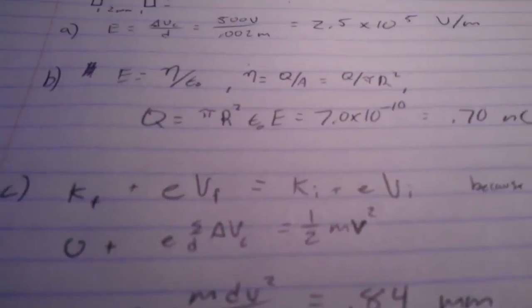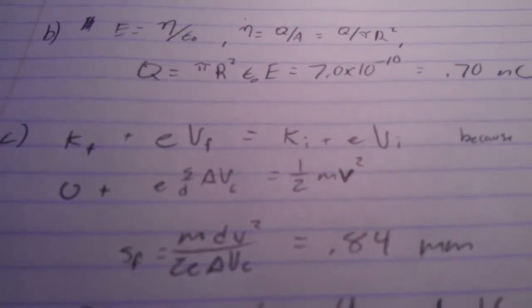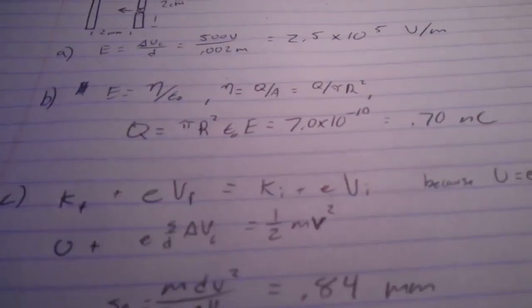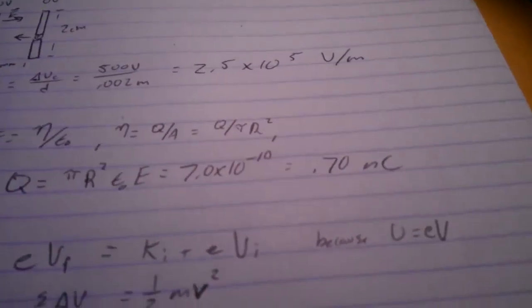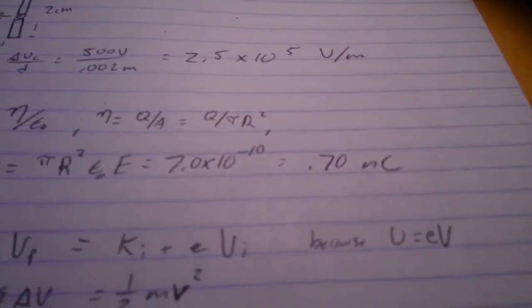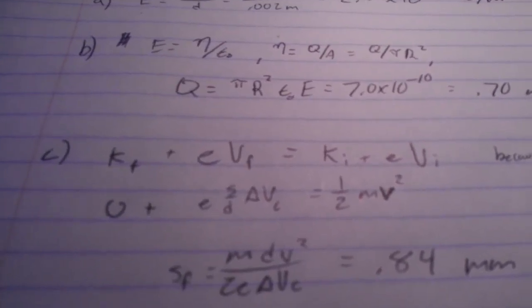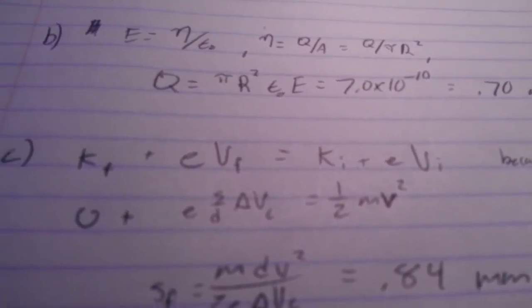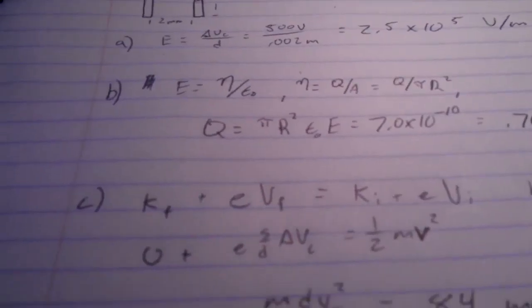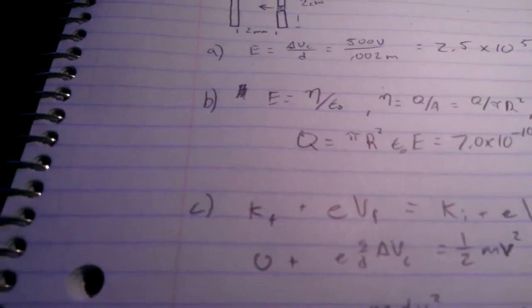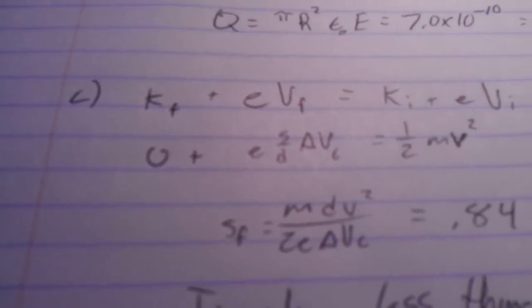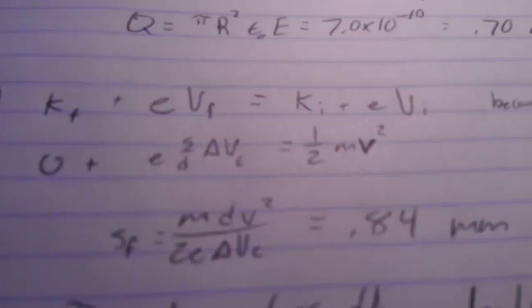You basically just use the conservation of energy equation, which is K final plus U final equals K initial plus U initial. And we know that for problems like this, we use potential energy U is equal to q times V. And some of the values are going to equal 0, so we end up with 0 plus q times s over d times the change in voltage. And on the other side, we just have 1/2 m v squared.